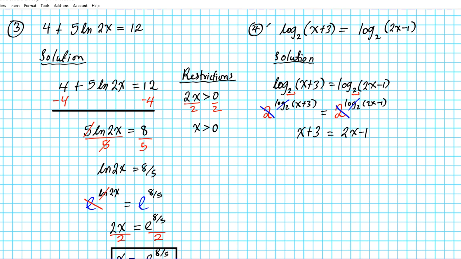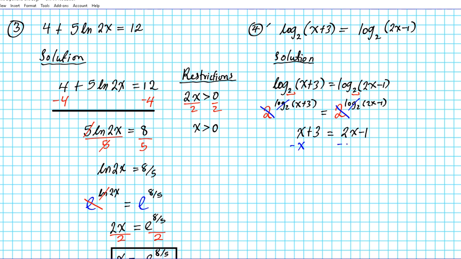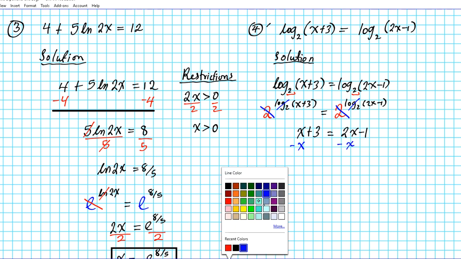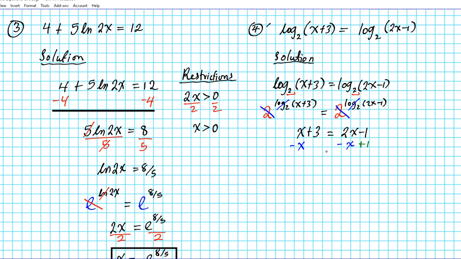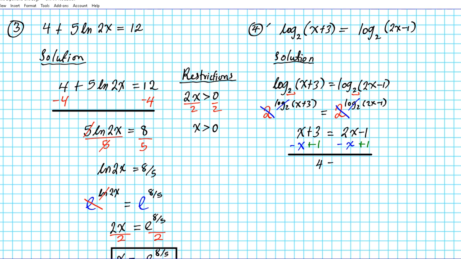Alright, so let's go ahead and solve this. We can move the x's to the right, so subtract x from both sides, and then we can move negative 1 to the left, so we add 1 to both sides. Okay, and what's our final answer going to be? We're going to have 3 plus 1 is 4. Oh yeah, that's the final answer. x is equal to 4.